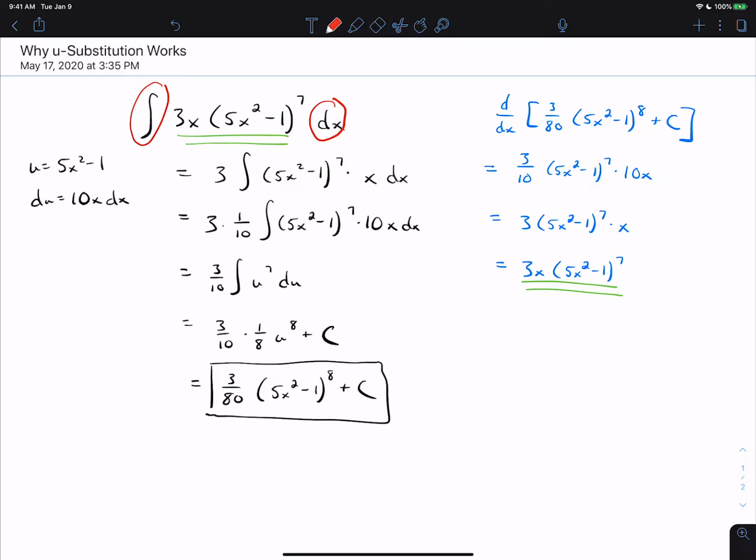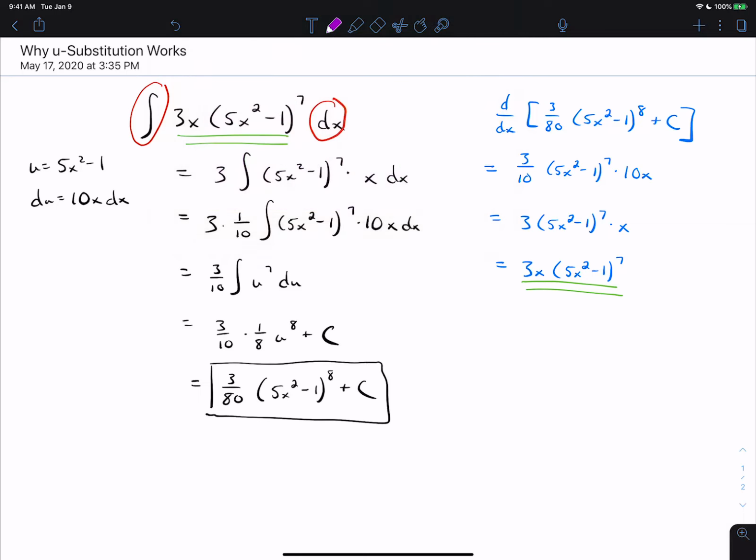So it's saying to take the antiderivative of what's underlined in green with respect to x, and then on the right-hand side, what's underlined in green is what we ended up with when we took the derivative of the answer. And so we are correct. Now let's look at exactly how this matches up.